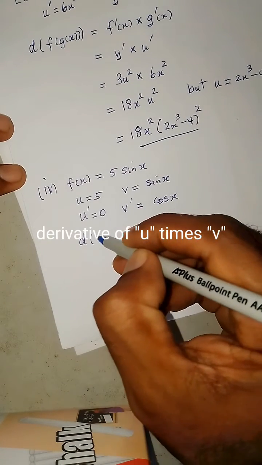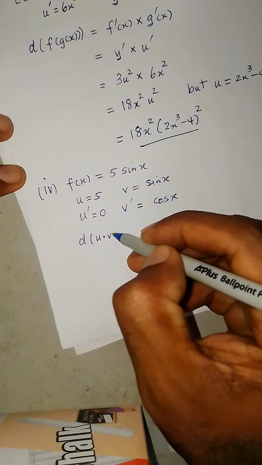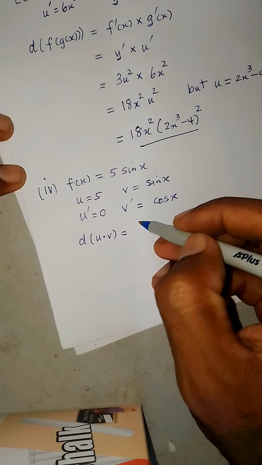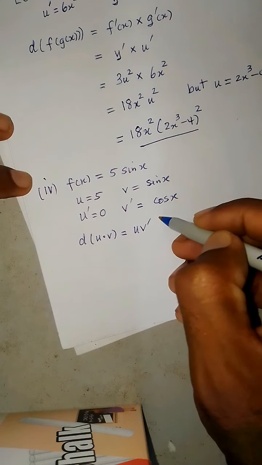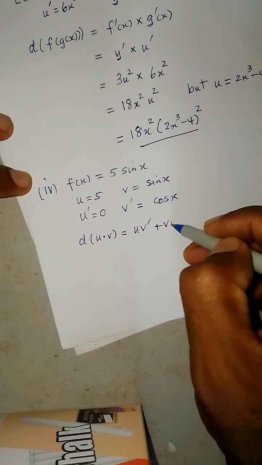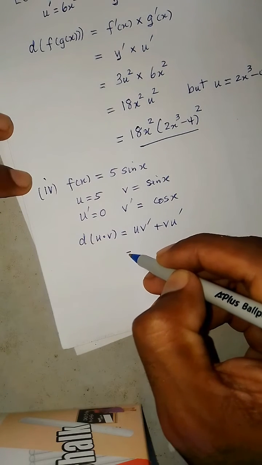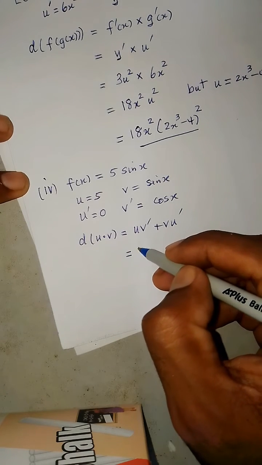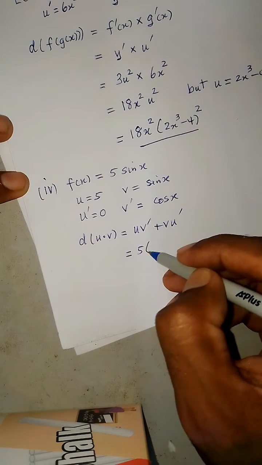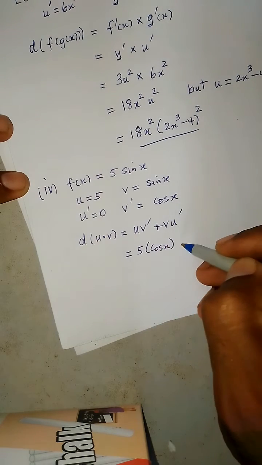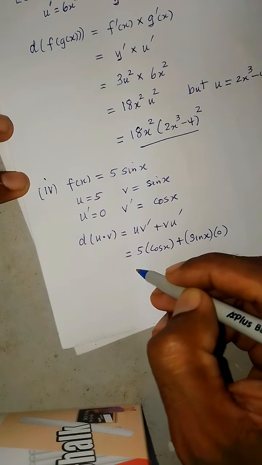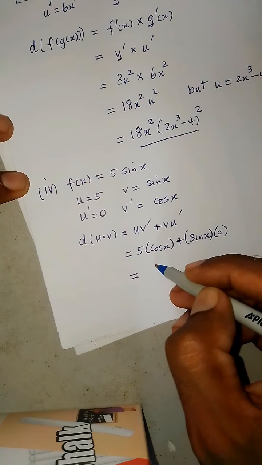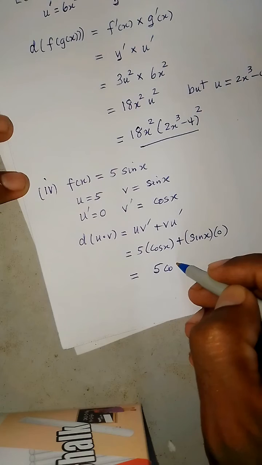Product of u times v is equal to u times the derivative of v plus v times the derivative of u. Substitute 5 times cos x plus sin x times 0. Now the final answer is 5 cos x.